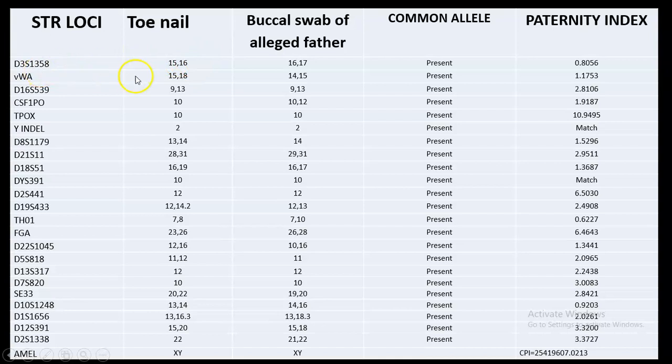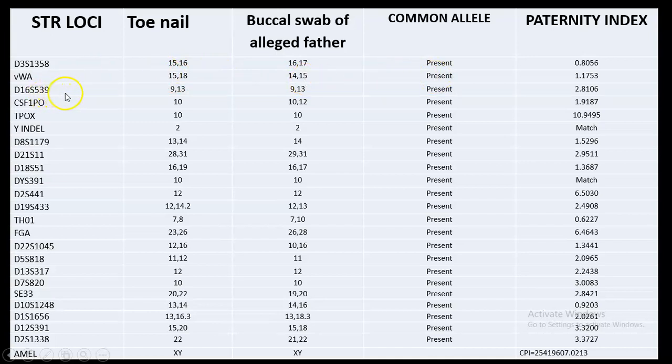So let's have a look at the first marker, D3S1358. The toenail had 15, 16 as the alleles, and the alleged father has 16, 17. So they shared a common allele, which is the 16, at this particular marker. So common allele is present. Let's look at the second marker, 15, 18 from the toenail, 14, 15 from the alleged father. They share the allele 15, so common allele is present.